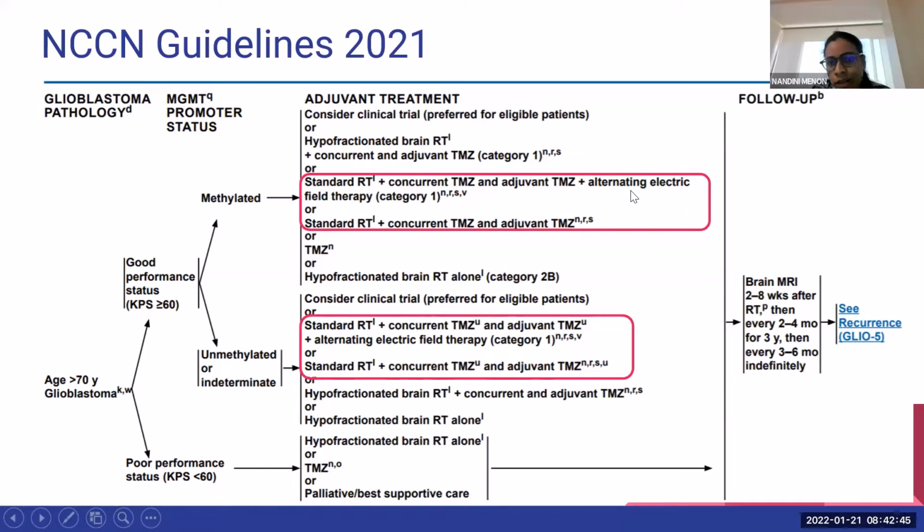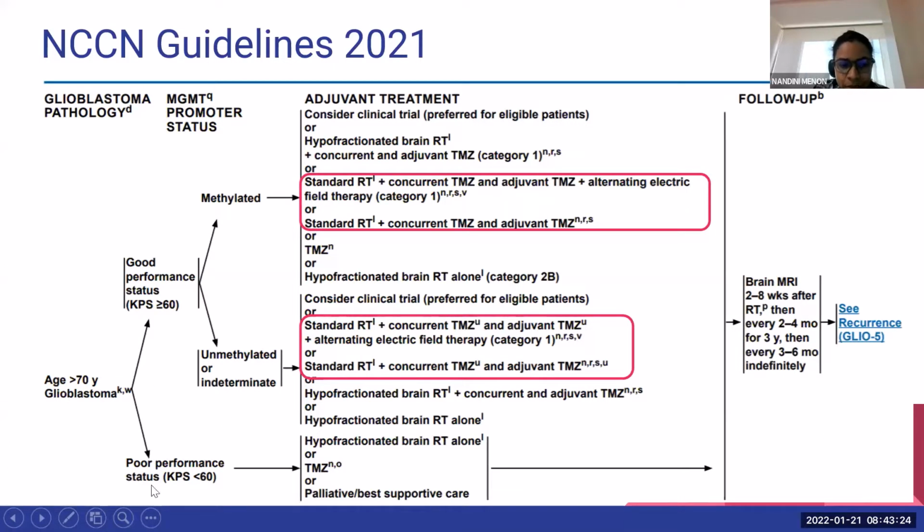Also, there is an alternative, electric field therapy, which is not available in India but is one of the recommended additions to adjuvant temozolomide: TTF, or tumor treatment fields, which we'll discuss later. It consists of an electrode device on the scalp, which delivers alternating electric fields, and this helps in controlling the tumor. This is a category 1 recommendation. In parts of the world where this therapy is not available, standard radiation after surgery with concurrent and adjuvant temozolomide is the standard of care in both methylated as well as unmethylated patients.